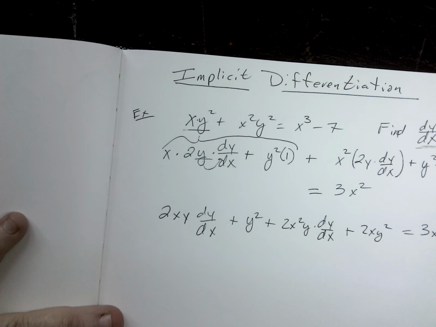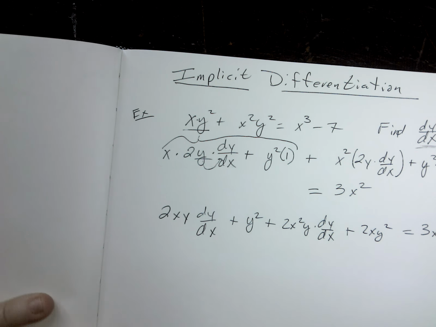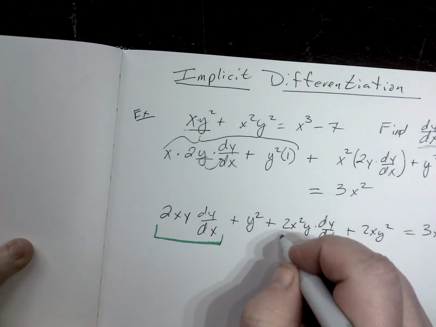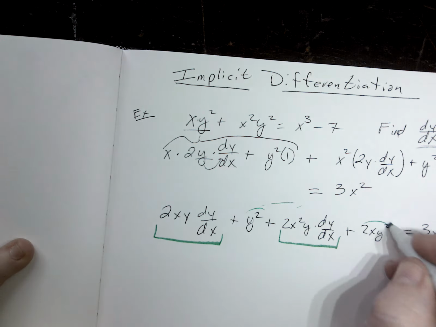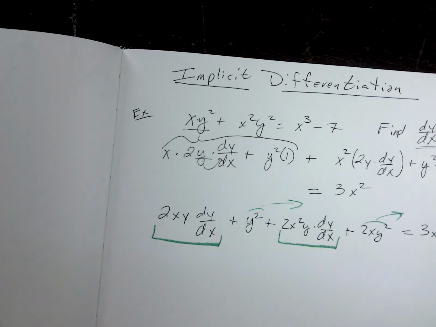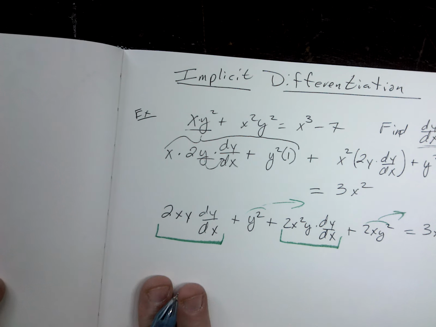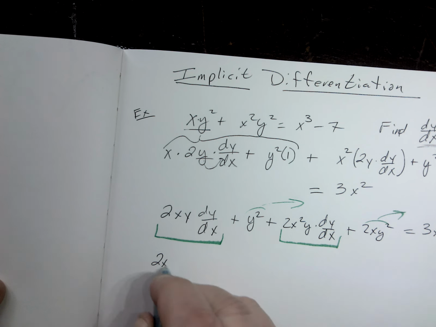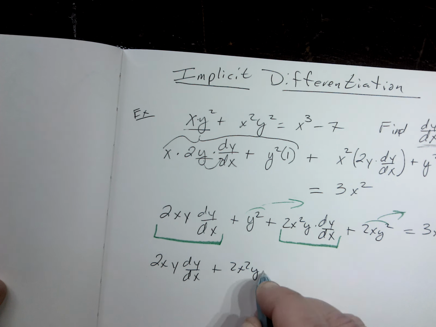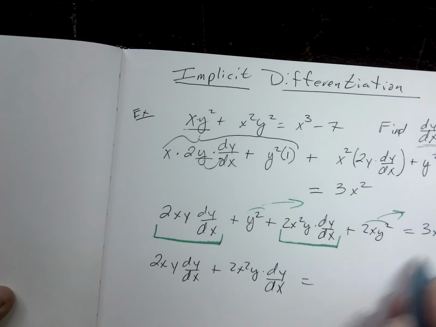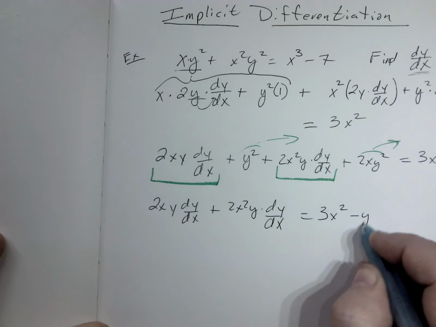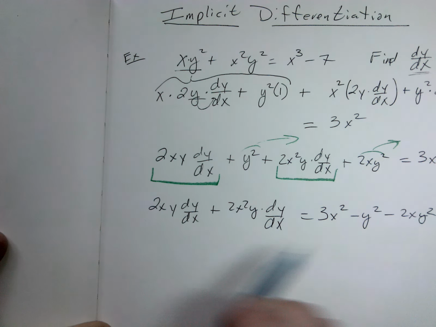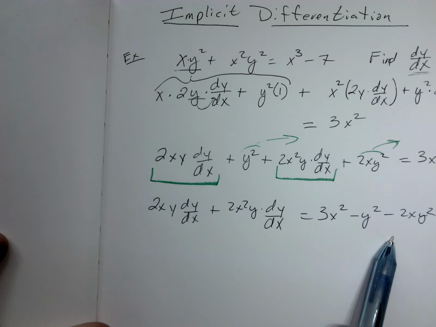So now we want to solve for dy/dx. We look for the expressions that have dy/dx, which is this one and this one. These guys stay. Anything without a dy/dx goes to the other side. So on the left, I have 2xy dy/dx plus 2x squared y dy/dx. On the other side, I have 3x squared minus y squared minus 2xy squared.